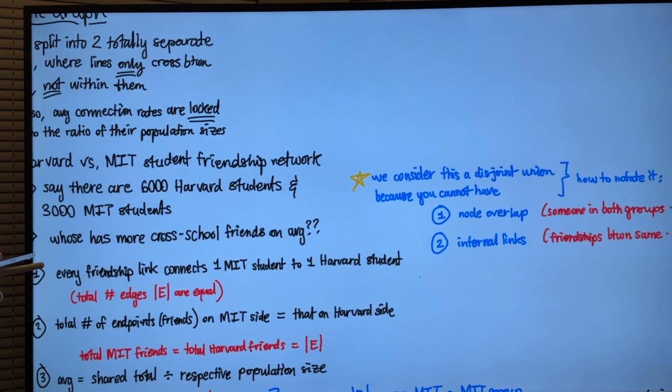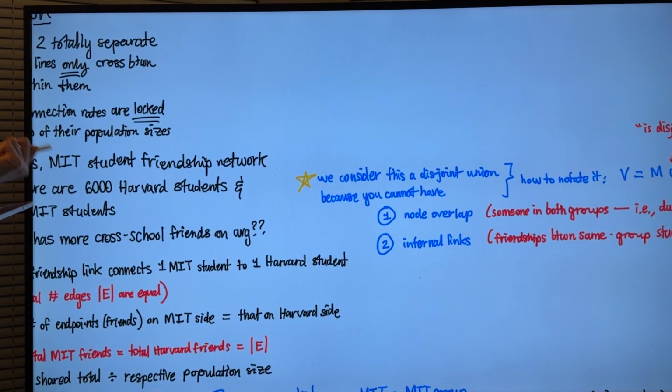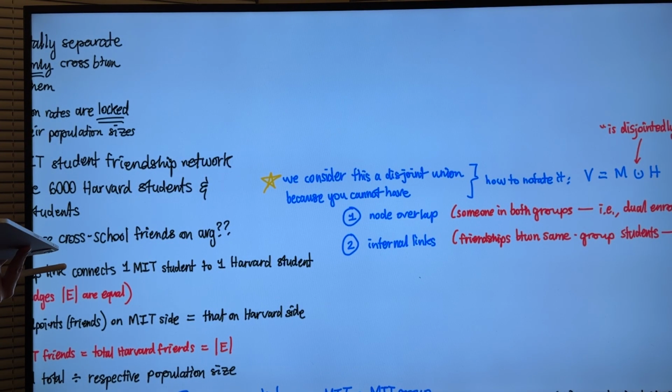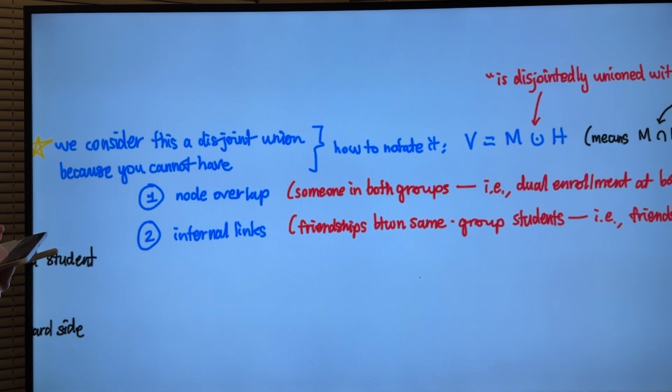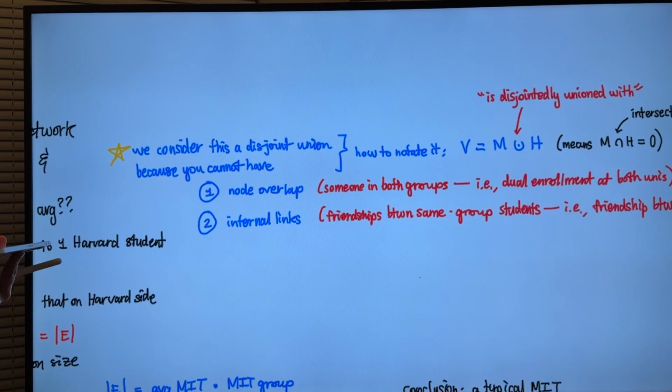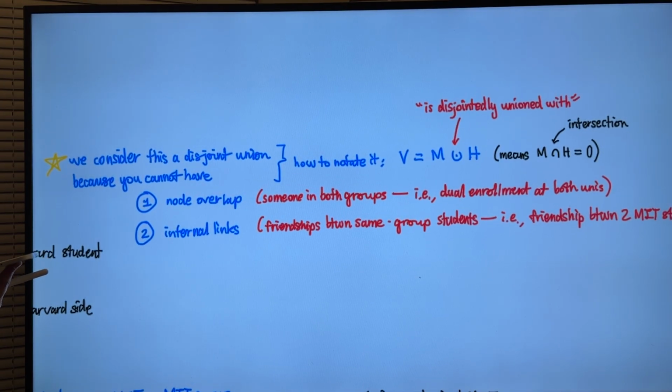So real quick, we consider this a disjoint union because right now, for this example, we are not considering node overlap or internal links. So what does that mean? Well, when we're looking at Harvard versus MIT students, first of all, regarding node overlap, we are not going to consider someone who is both a Harvard student and an MIT student. In other words, they're enrolled at both colleges. We're not considering that for this example.